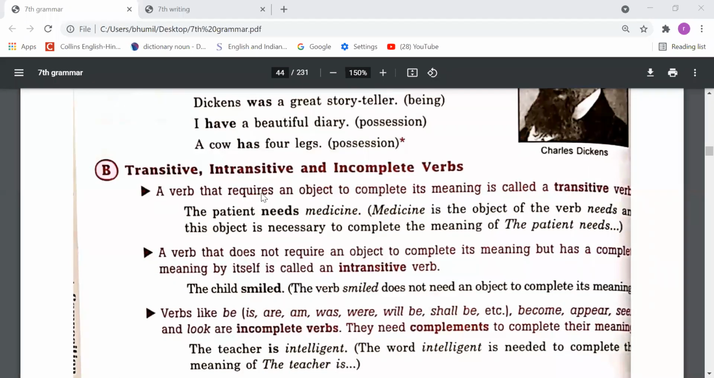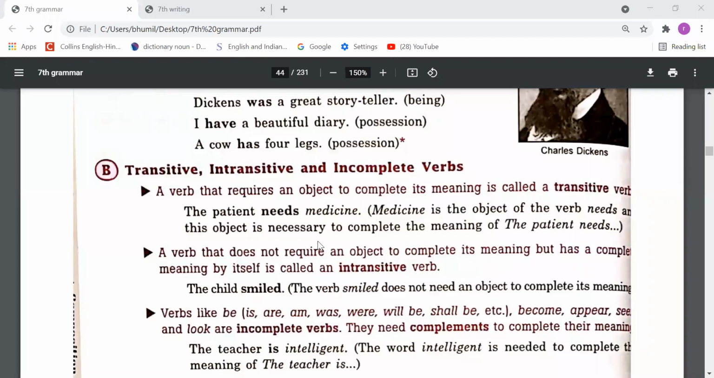Here it's written, a verb that requires an object to complete its meaning is called a transitive verb. The patient needs medicine. Medicine is the object of the verb needs, as the object is necessary to complete the meaning of the patient needs. Okay. So whenever in any sentence the verb needs an object, that verb is called a transitive verb, right? Suppose I say Sachin plays. There is a need of using an object. I need to say Sachin plays cricket.